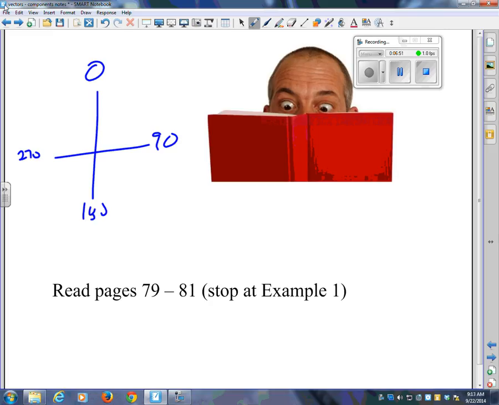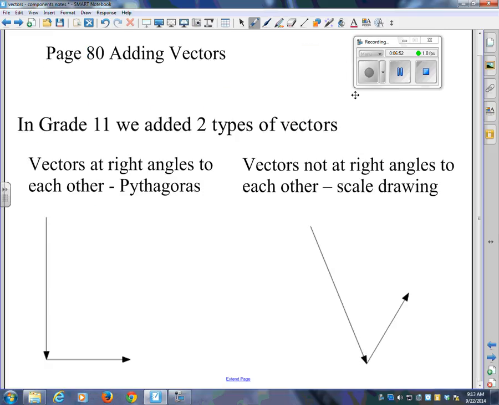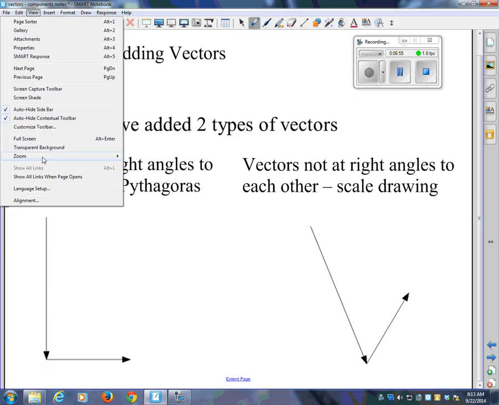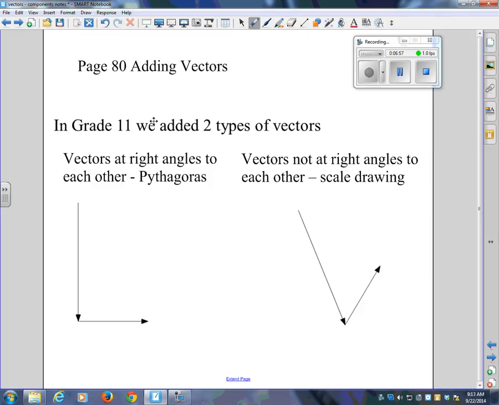Let's go to that sheet that you've got. In grade 11, we added two types of vectors. Vectors at right angles to each other, we use Pythagoras, right? Vectors not at right angles to each other, we use the scale drawing.